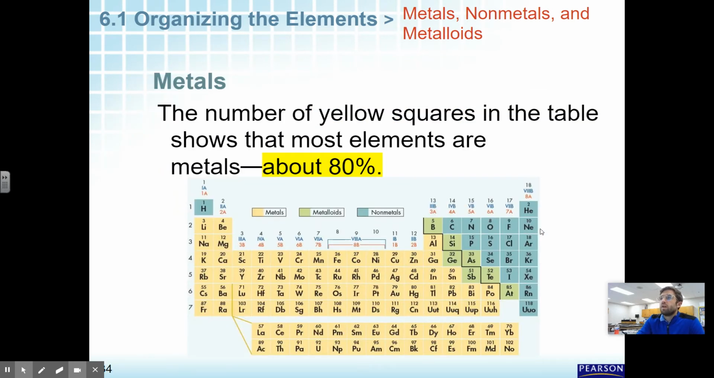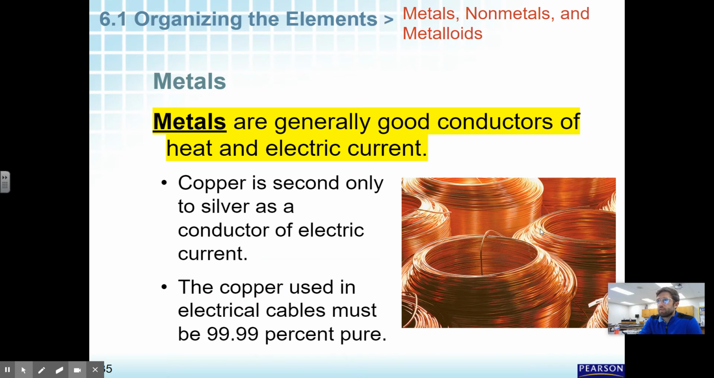Okay. So the number of yellow squares, I knew it was somewhere around there. And the table shows that most elements are metals. It's about 80%. Okay. So a majority of the periodic table are metals. You should know that. Okay, so let's talk about metals. Metals are generally good conductors of heat and electric current.